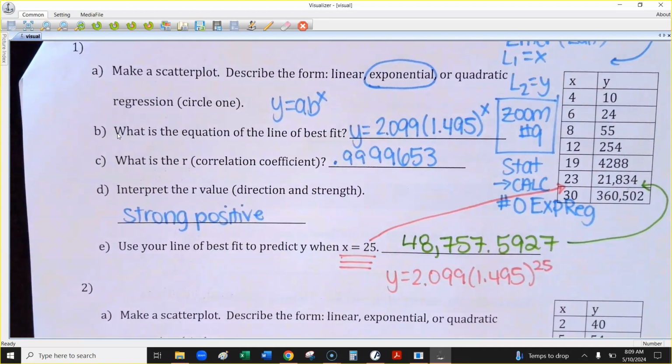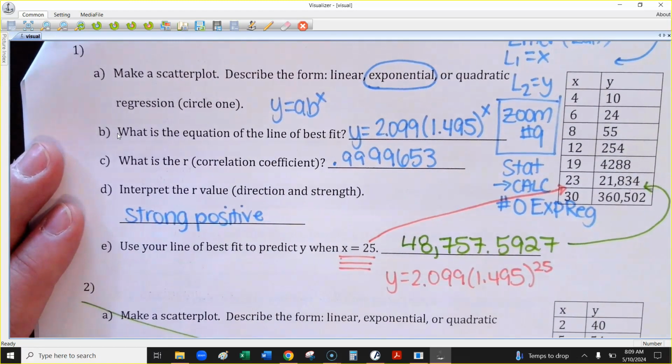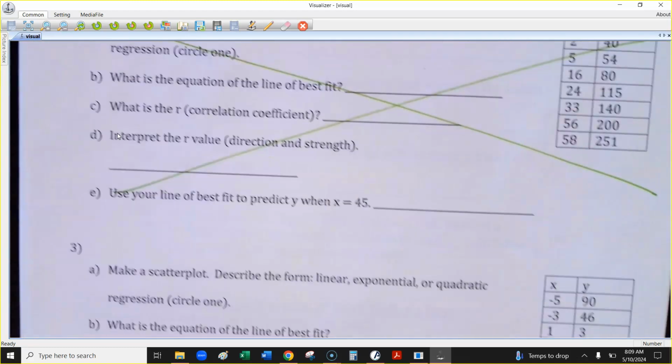All right, is anybody having a question at the moment? All right, I'm going to skip this one because this one is linear, and we just did linear with that consumer price index for the houses.